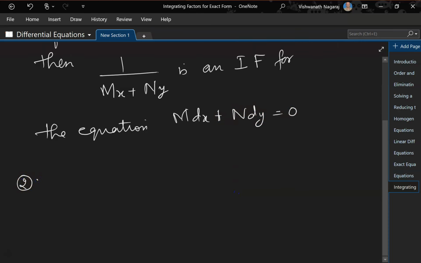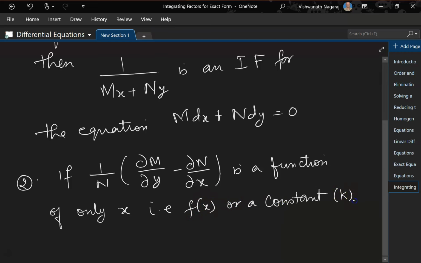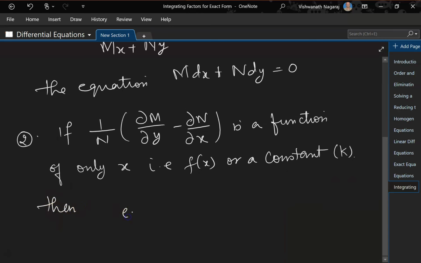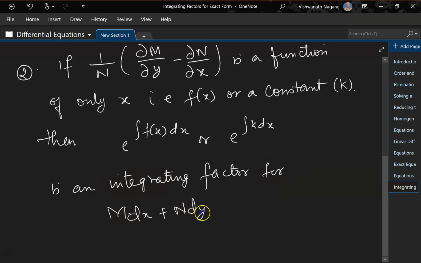Okay, second one. If 1 by N times (∂M/∂y minus ∂N/∂x) is a function of only x, that is, let's say f(x), or a constant, let's say k, then e to the power of integral of f(x) dx, or e to the power of integral of k dx, is an integrating factor for M dx + N dy = 0.